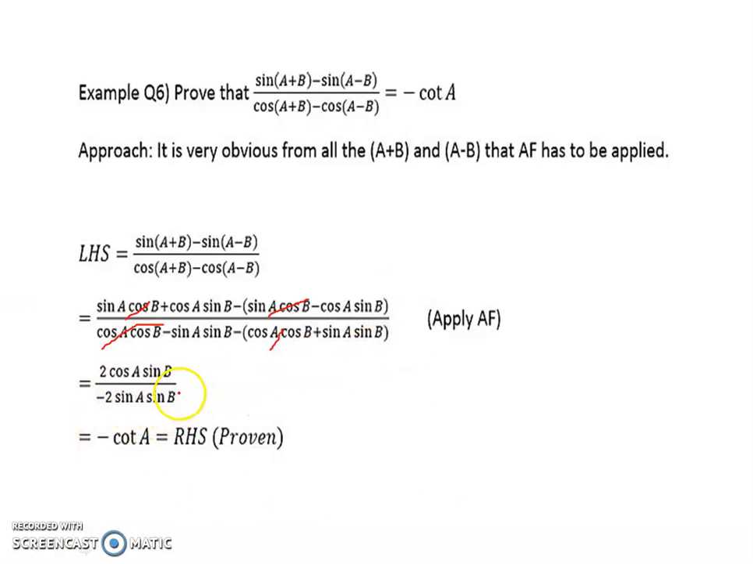Now we have to cancel which? Sin B get cancelled. 2 get cancelled. So cos A upon sin A, minus remain as the same, cos upon sin, cot. So we have to prove that sin(A plus B) minus sin(A minus B) upon cos(A plus B) minus cos(A minus B) is equal to cot A.